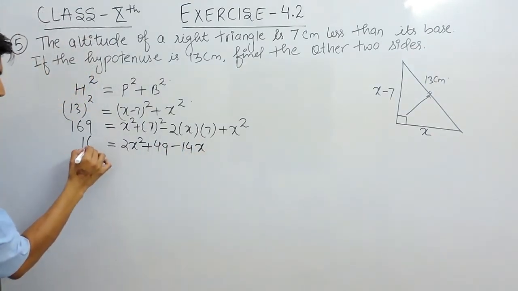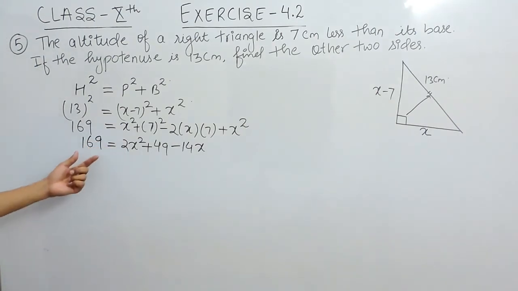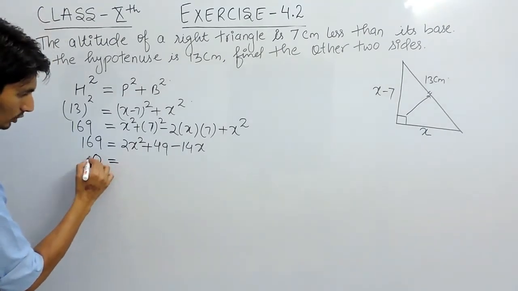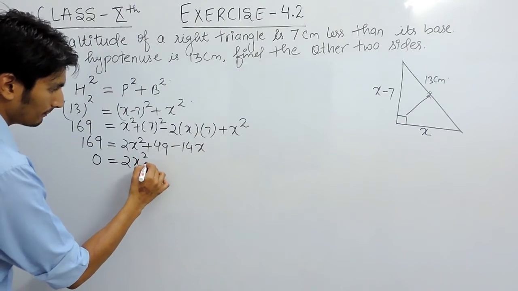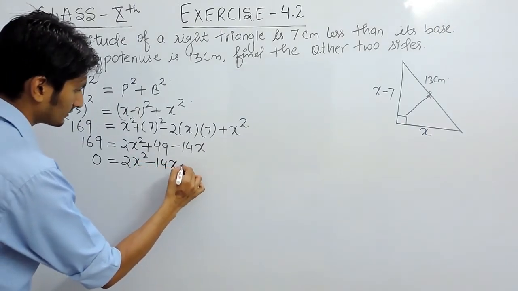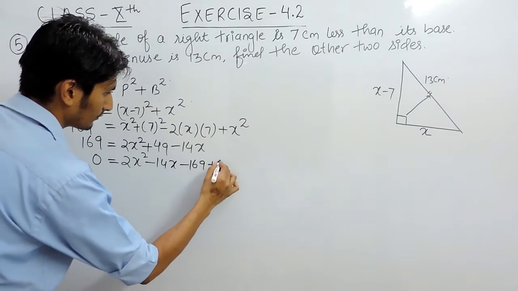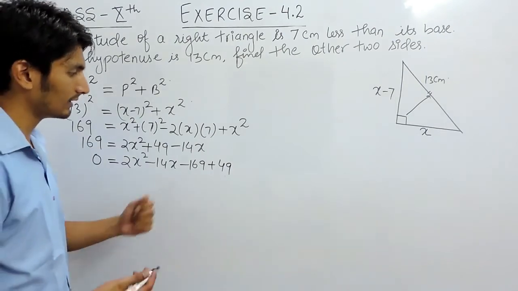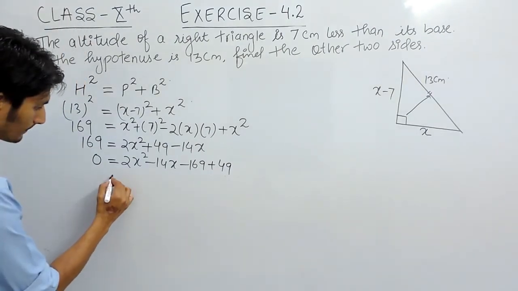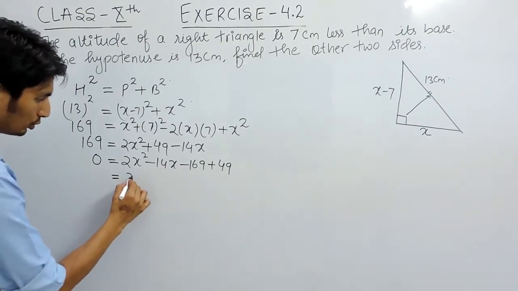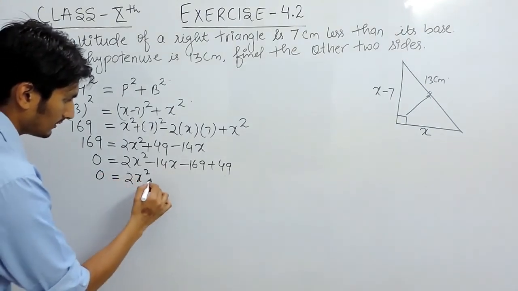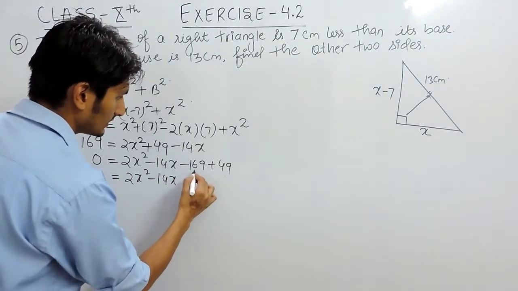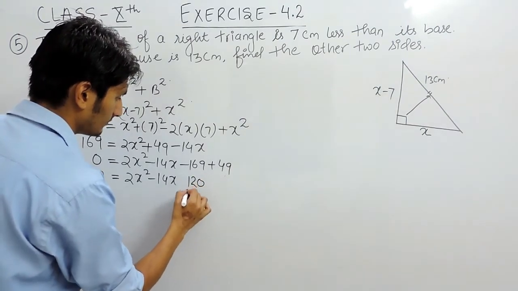minus 14x equals 169. Now you can shift this term to this side, so this will be 0, this will be 2x square minus 14x and this will be minus 169 and plus 49. This 49 will remain as it is, but 169 when shifted to this side will become negative. Now we have 2x square minus 14x and 49 minus 169 is minus 120.